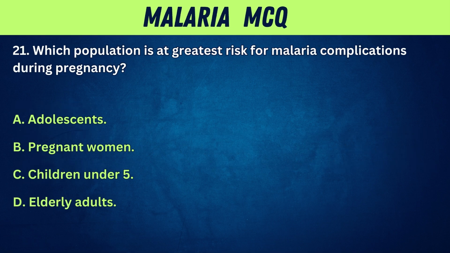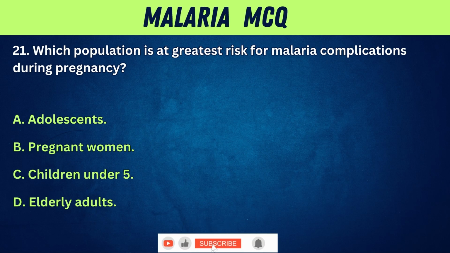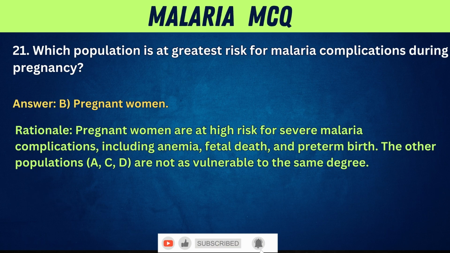21. Which population is at greatest risk for malaria complications during pregnancy? A. Adolescents. B. Pregnant women. C. Children under 5. D. Elderly adults. Answer: B. Pregnant women. Rationale: pregnant women are at high risk for severe malaria complications, including anemia, fetal death, and preterm birth. The other populations, A, C, D, are not as vulnerable to the same degree.